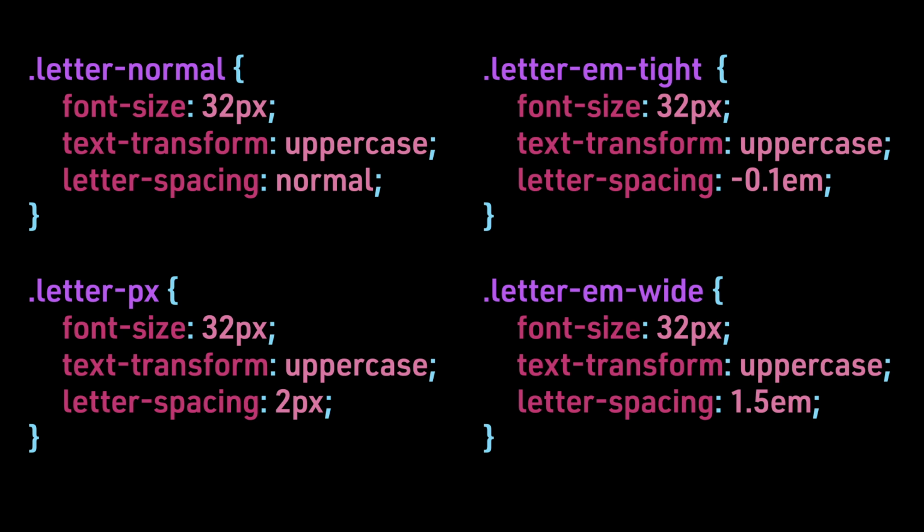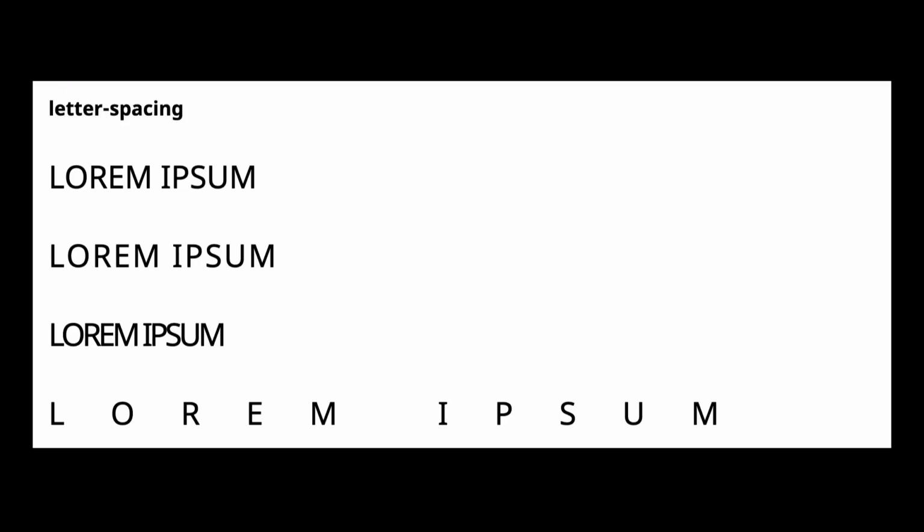The first option is the default or normal letter spacing, and in the other options we look at using different lengths in pixels and ems. This is how this would display. When using ems, we see that even a small negative value can create tight spacing that affects readability, and we can see how too much spacing affects our heading.